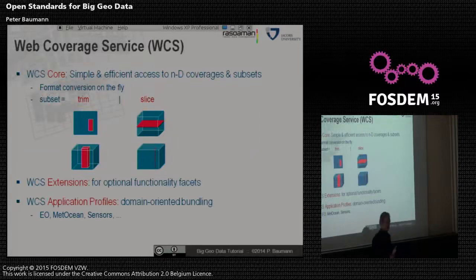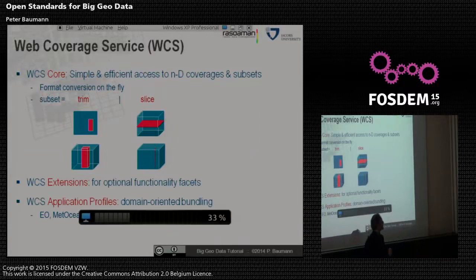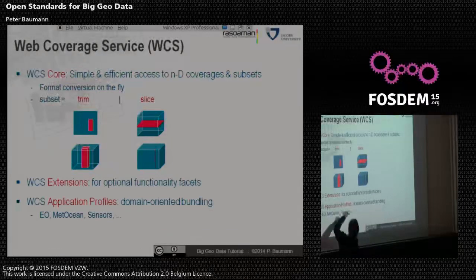So we start with the core. That is the one that actually does nothing but gives you the coverage or a subset of it. That's already quite useful. So if you think of this as being a time series, X, Y, and T, here you could get everything about this place a long time. This is called trimming. It keeps the dimension. So a three-dimensional subset from a three-dimensional object. Two-dimensional subset from a 2D object. Slicing, on the other hand, reduces dimensionality.